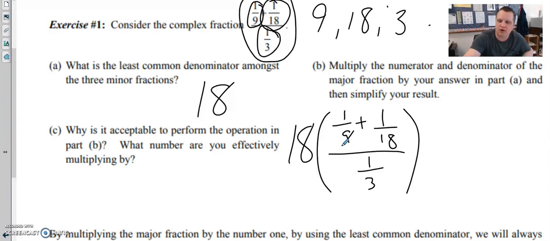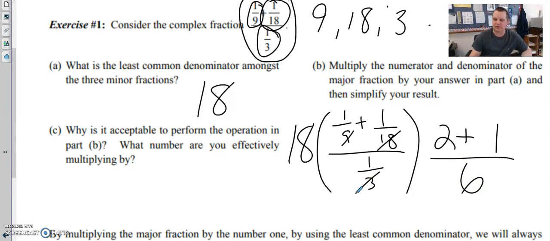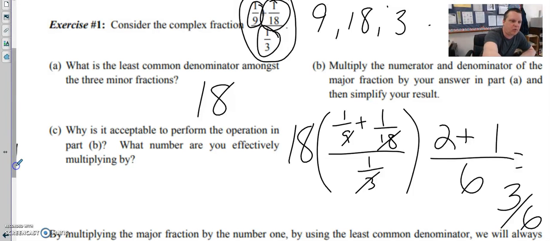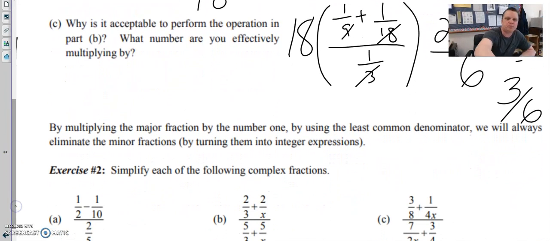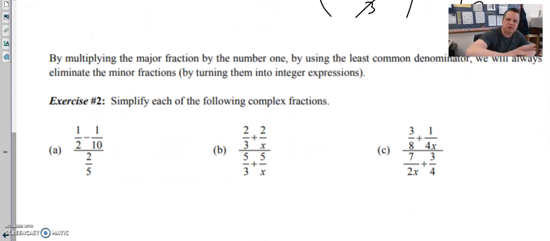So the 9 goes into itself once, into 18 twice. 18 goes into itself and into 18 once, so it's left with 2 plus 1. 3 goes into 18 6 times, so that 3 cancels, you're left with a 6. So very easy to introduce, but of course it's going to get more difficult. So it's 3 over 6. We will talk more about this part C as we continue on with the lesson. There's essentially using just the LCD. There's other methods, but I'm just sticking with the LCD.